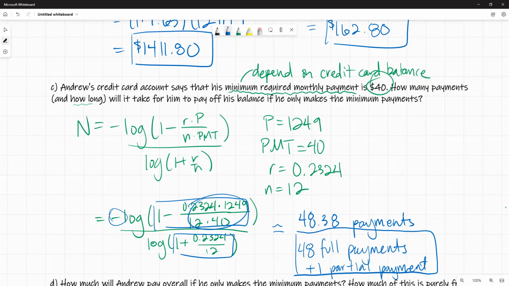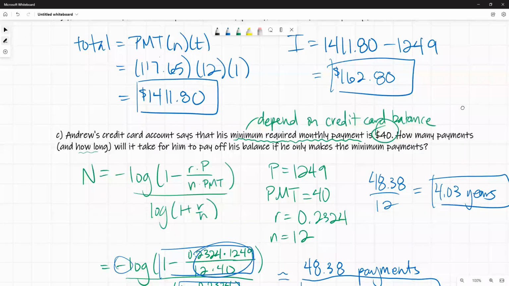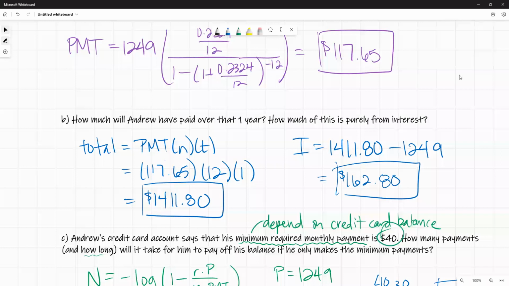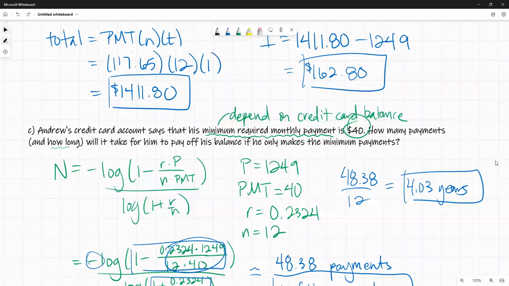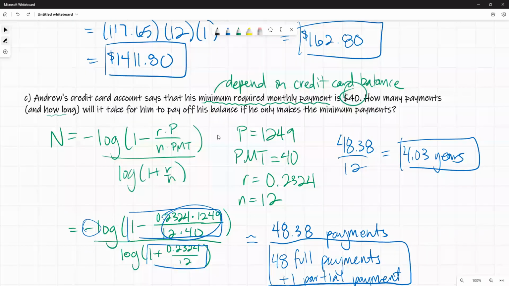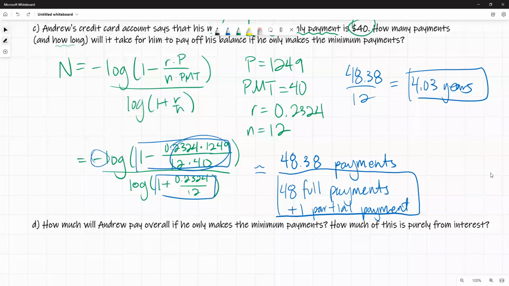Now, how many years is that going to be? Well, we're making monthly payments, so we're going to divide our 48.38 by 12. 48.38 divided by 12, that's going to give us about 4.03 years. Okay, so a little over 4 years is how long it's going to take Andrew to pay this off, compared to the 1 year it would have taken him if he made these $117 payments. So the amount of money that you use to make a monthly payment really does change up because of this big interest rate. It really does make a difference how much more you'll have to pay.